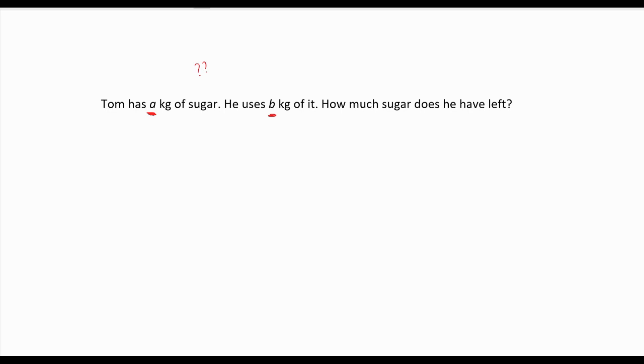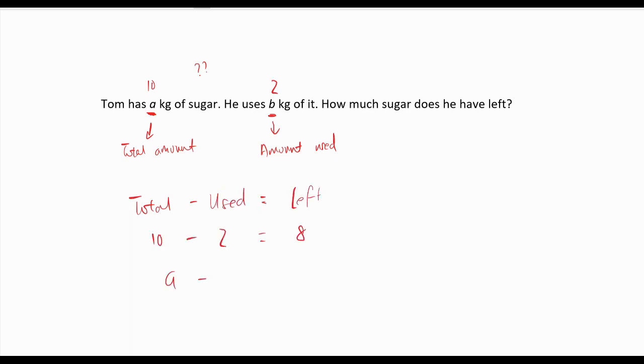A represents the total weight. B represents what he used. To find what he has left, it doesn't matter what the total is or what he used. It's always going to be total minus used to get left. So the answer is A minus B.